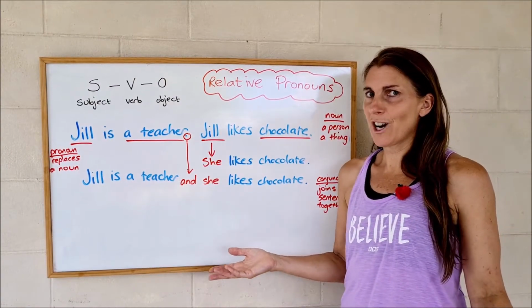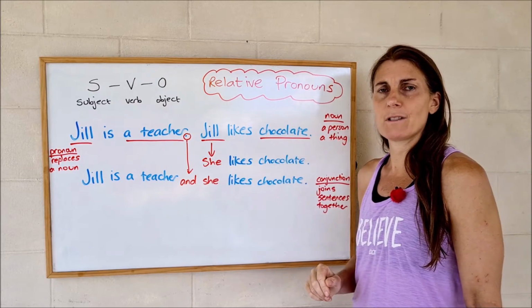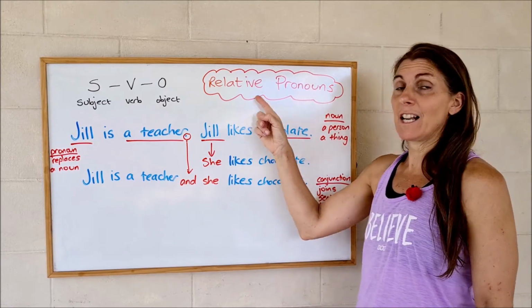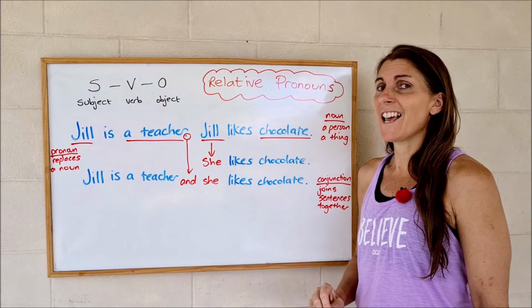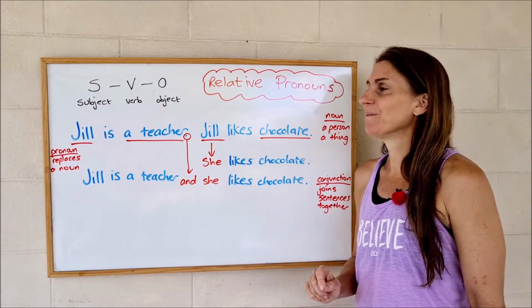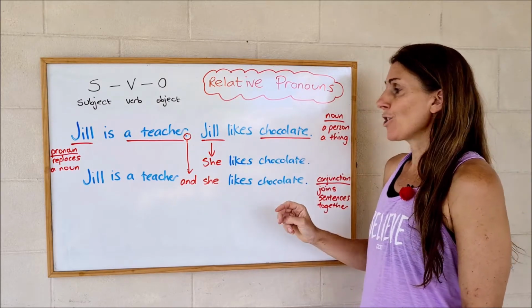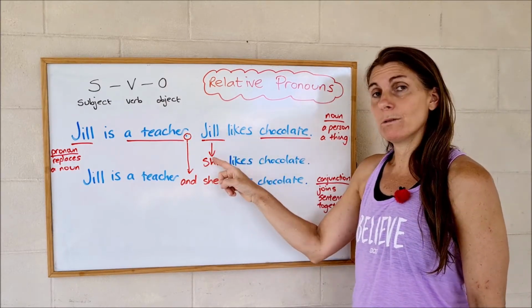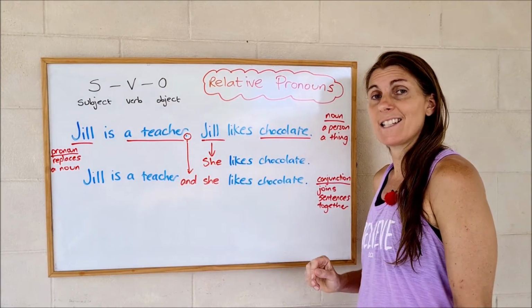Okay, so I know you're asking now, how does this help me with relative pronouns? Well, a relative pronoun is a very smart pronoun because it can multitask. A relative pronoun has two jobs. Not only does it replace a noun, but it also joins two sentences together.